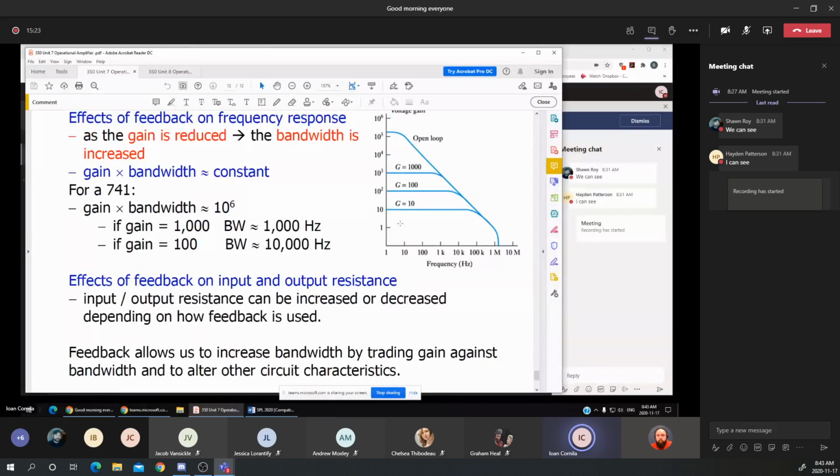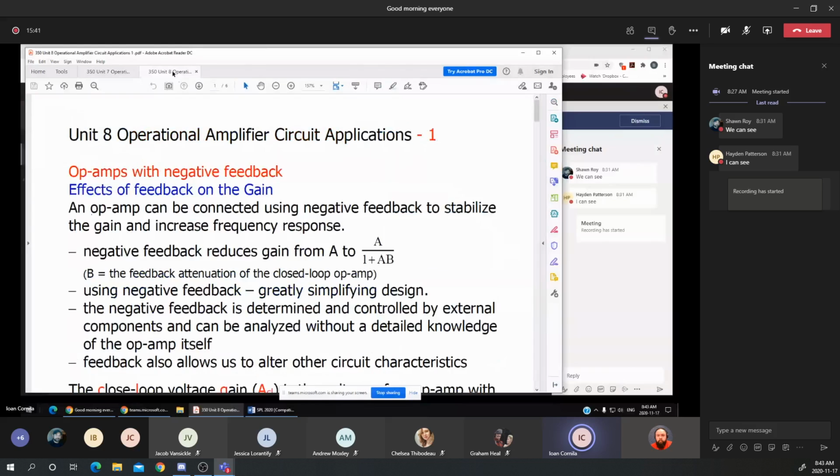Now that's one of the topics that I will come back to tomorrow, and we'll discuss a few more details, but basically it's the same approach. Always the product between the gain and the bandwidth stays constant. On the second unit or the second topic, we'll discuss the two major or basic circuits. We'll talk about the inverting amplifier and non-inverting amplifier.